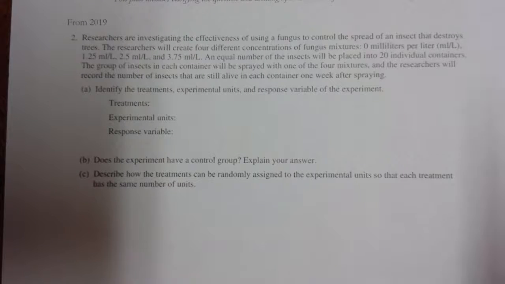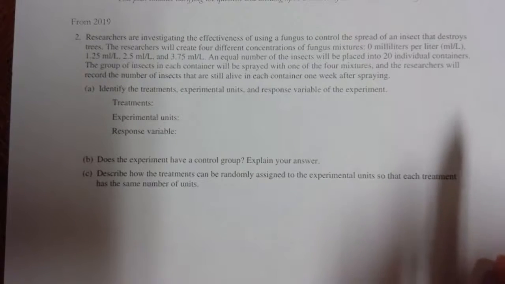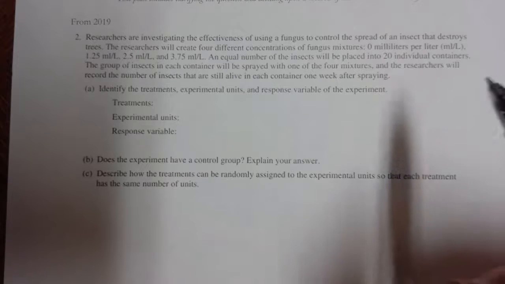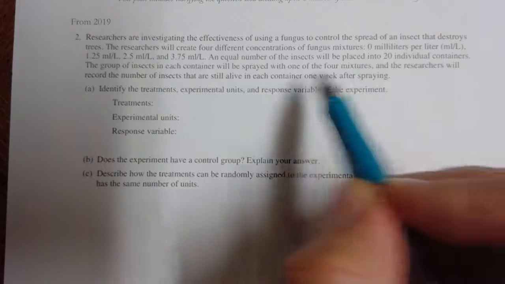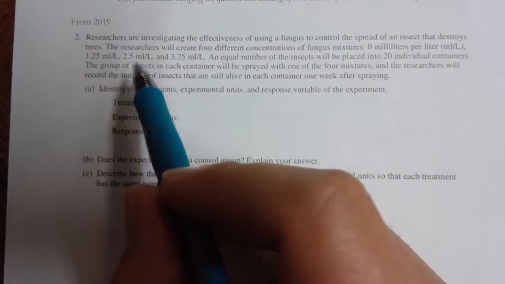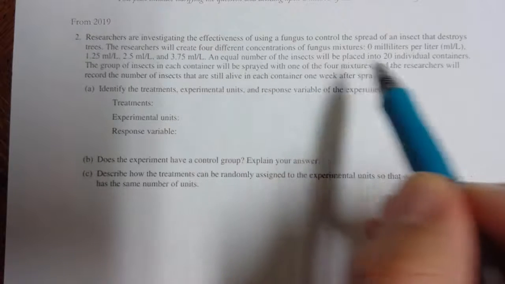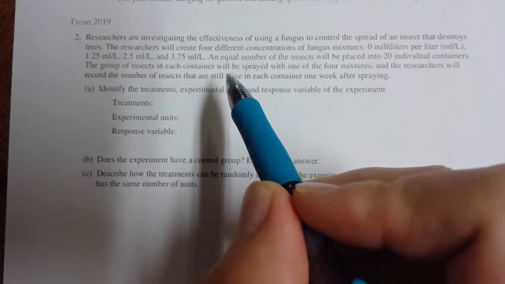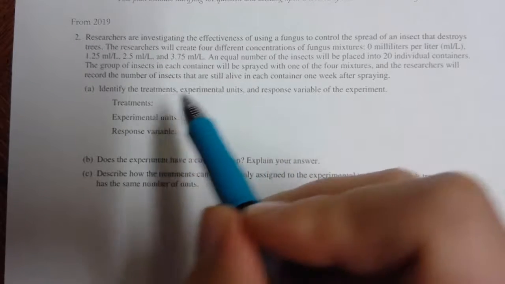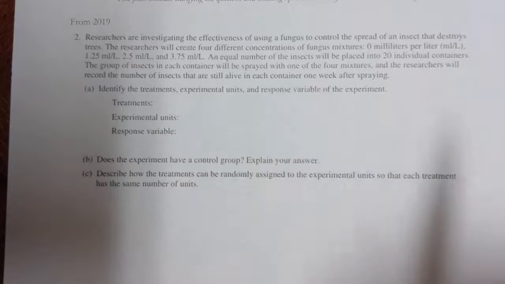So this problem starts with a description: researchers are investigating the effectiveness of using a fungus to control the spread of an insect that destroys trees. Researchers will create 4 different concentrations of fungus mixtures, and we get the values here: 0 milliliters per liter, 1.25, 2.5, and 3.75 milliliters per liter. An equal number of insects will be placed into 20 individual containers, and the group of insects in each container will be sprayed with one of the 4 mixtures. The researchers will record the number of insects that are still alive in each container 1 week after spraying.